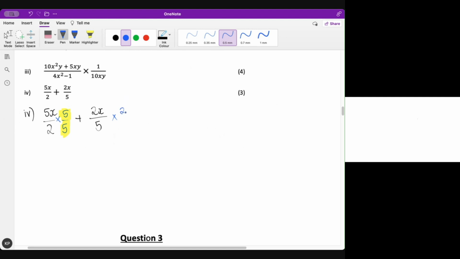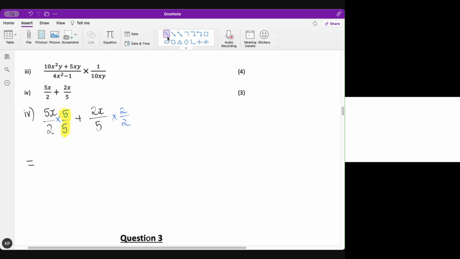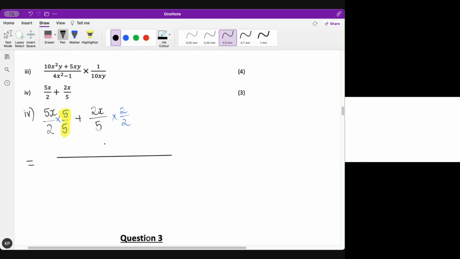There we go, 2 over 2. Okay, equals. I'm going to have one long line now because they're going to have the same denominator. So my denominator is now 10. And what do I have now on my numerator here? I have a 5x times 5. What is 5x times 5? 25x. Thank you very much, lovelies.